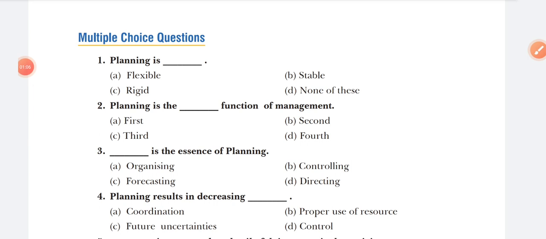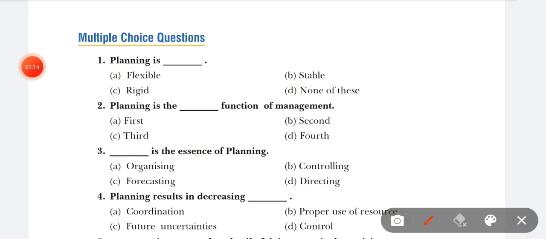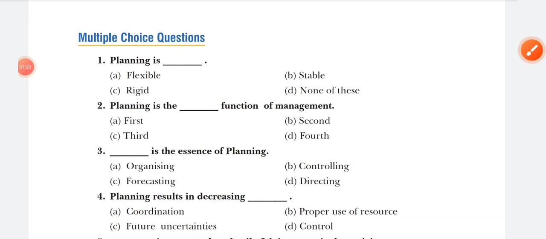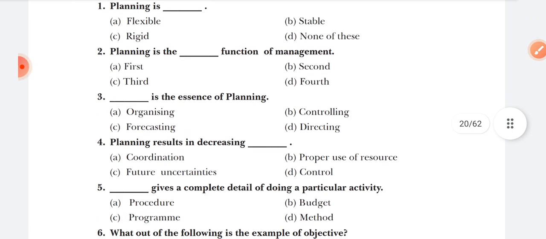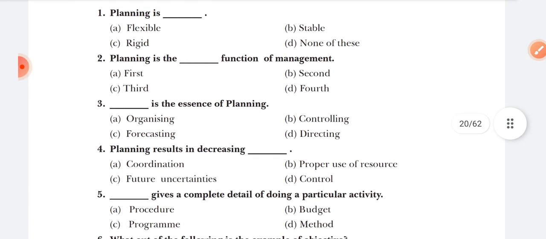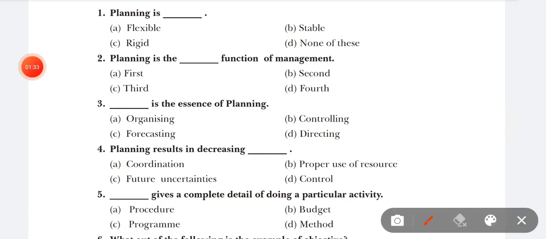And now the question 4. Planning results in decreasing blank. And the correct answer is option C, future uncertainties. Now question 5. Blank gives a complete details of doing a particular activity. And the correct option of this question is option D, method.